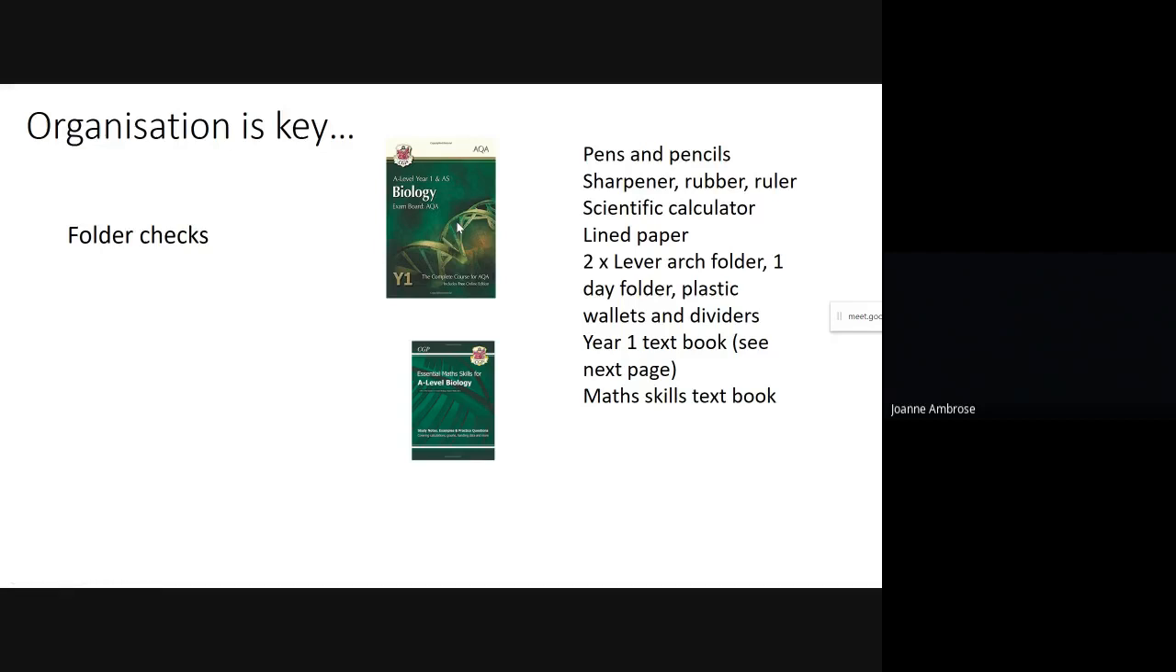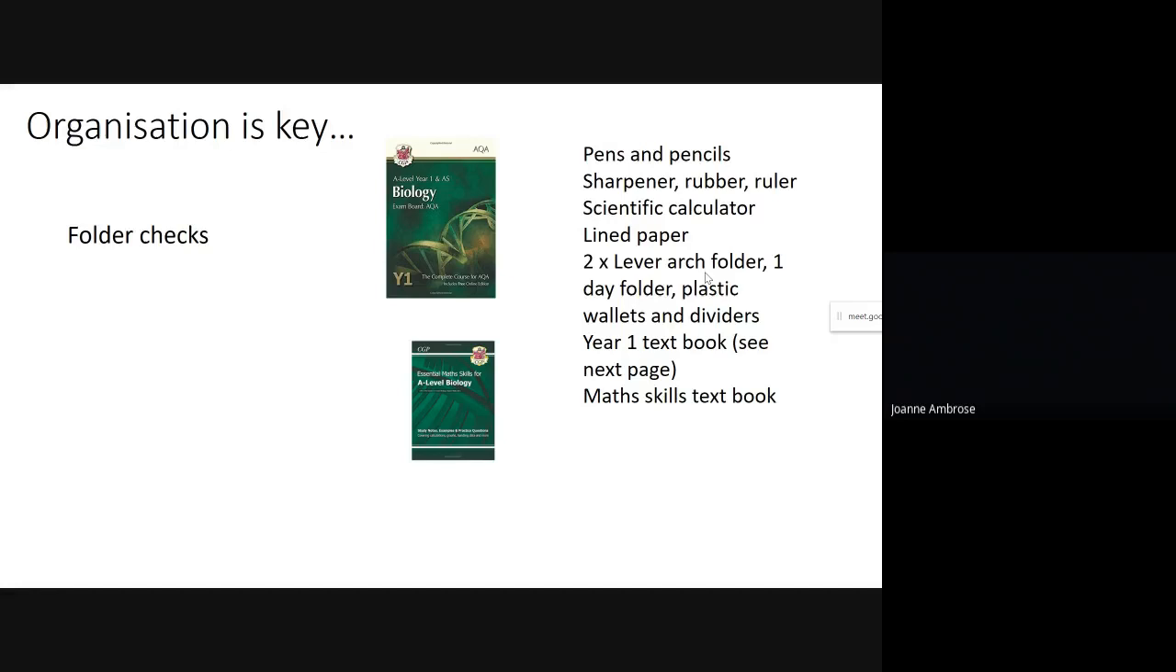Along with your usual pens, pencils, sharpeners, etc., scientific calculators, you will need 2 lever arch folders and 1 smaller day folder. And in these folders, you will need plastic wallets and dividers in order to organise your work. Your day folder will be for your day notes, to put in the things that you take on a daily basis, so you need not bring in all of your notes to school every single time.